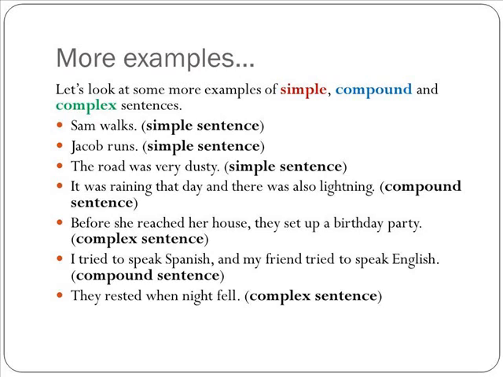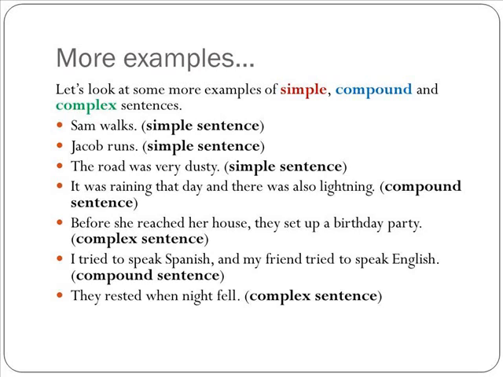Let's review our three sentence types. Here are some more examples. Sam walks. This is a simple sentence. Jacob runs. This is another example of a simple sentence. The road was very dusty. Again, this is a longer sentence, but it's still a simple sentence.